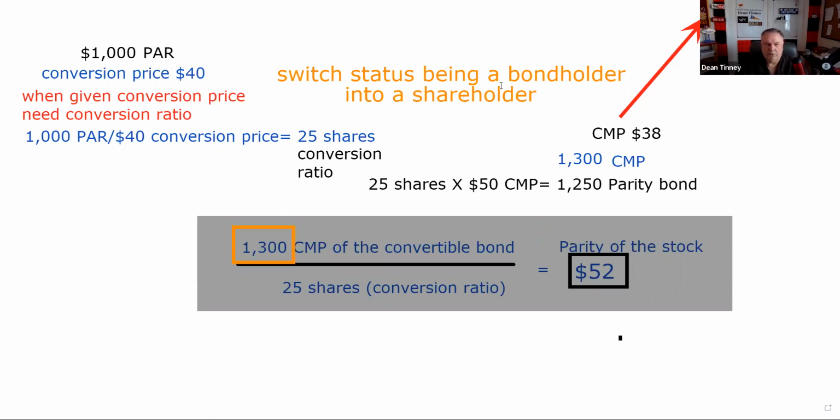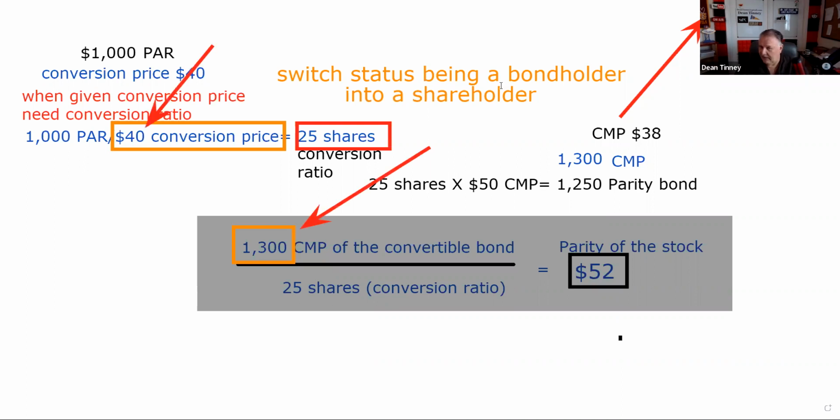And the one thing we want to be able to do is, when we get the conversion price, we need to establish the conversion ratio. So the minute that you get a convertible question and you get the conversion price, you got to stop and say, okay, that's based on par when it was originally issued. So par's 1,000. Now I'm back in business because now I got the 25 shares. And that's going to be really important that we have that.